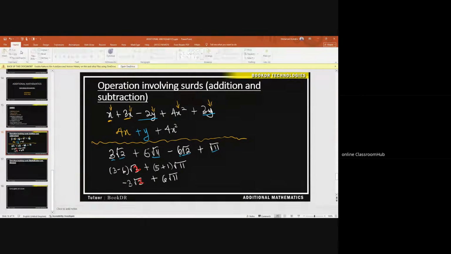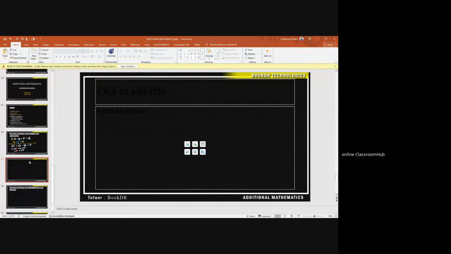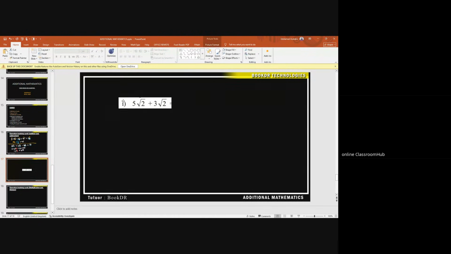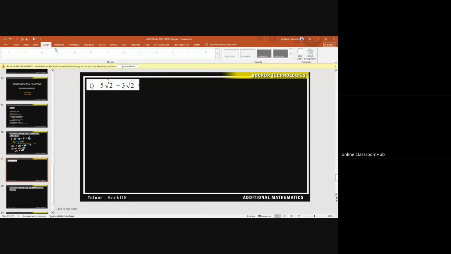Okay, so another example. We have to add 5 root 2 to 3 root 2. So these are like sets. So we only add the numbers attached to the sets. So that will be 5 plus 3, as I said earlier on, this one you can do mentally. So you are going to get what? 8 root 2. Then let's look at another question.